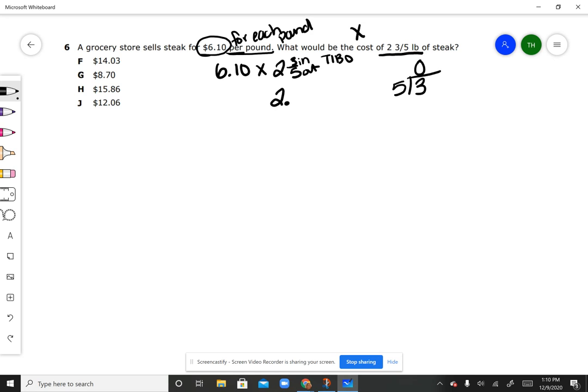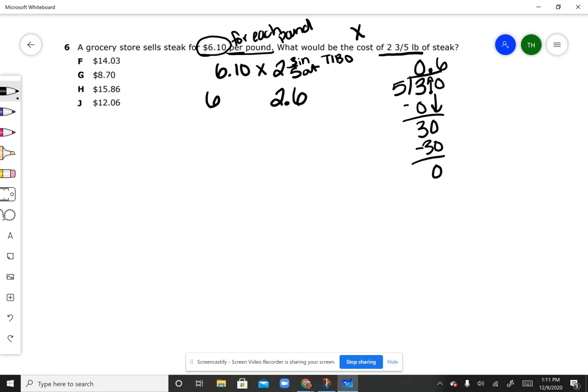5 goes into 3 0 times. 0 times 5 is 0. 3 minus 0 is 3. Add a decimal, move it up. Add a 0, move it down. 5 goes into 30 6 times. 6 times 5 is 30. 30 minus 30 is 0. Okay, so I know 3/5 as a decimal is 6/10. So I'm just going to add that to my whole number.